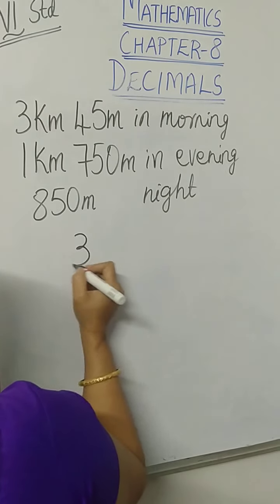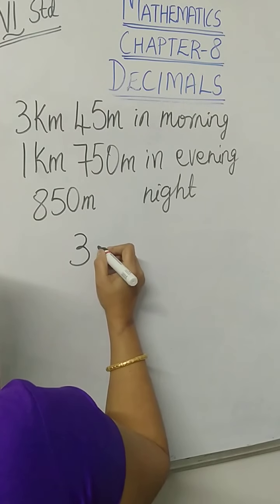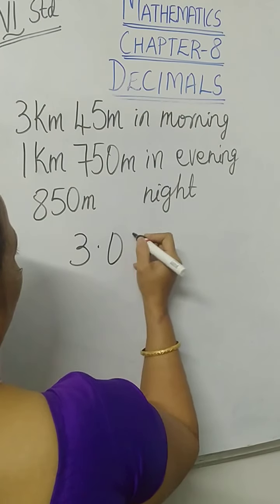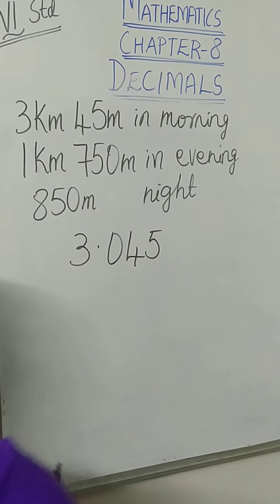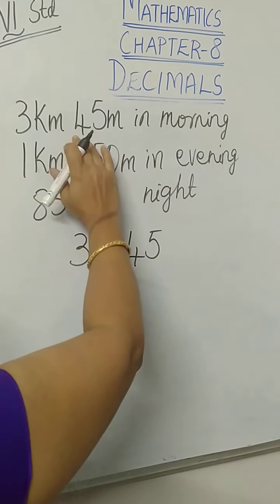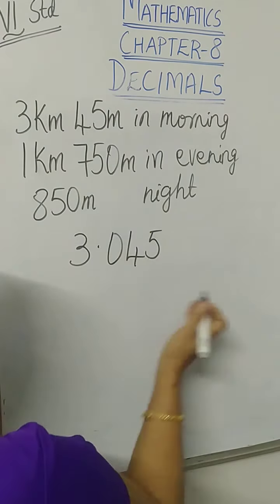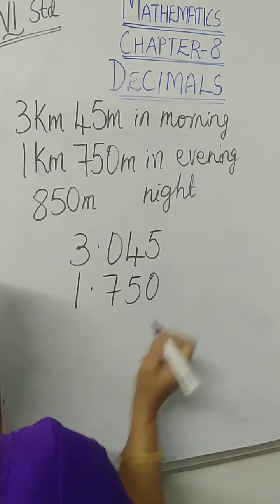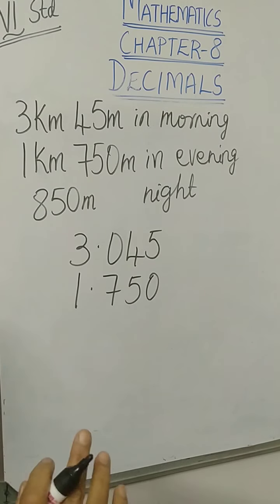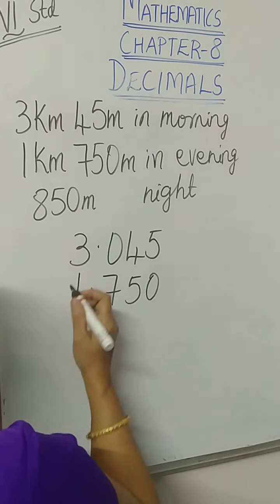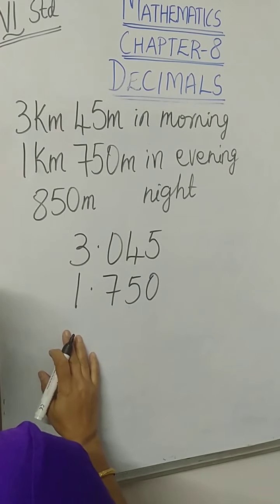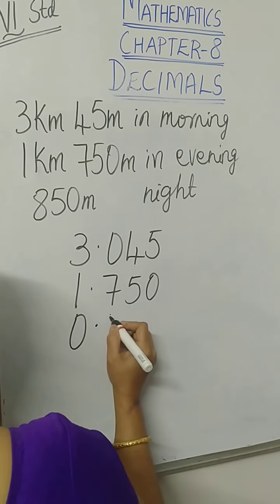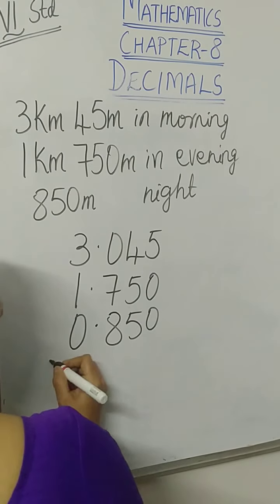Let us add now. As I told you, 3 kilometer 45 meter is written as 3.045. Why did I add 045? Did you understand? Because it is 45 meter, it is not 450 meter. Okay. The next one, 1.750. Yes, 1000 meter make a kilometer. So it is written like this. Okay. Next it is 850 meter. We don't have a kilometer. So we write it here. Before the decimal it is only 0. It is 850 here.